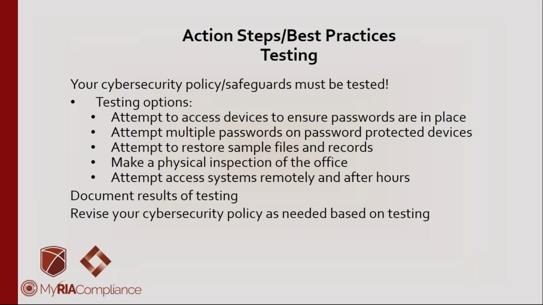Attempt to access systems remotely. This can be from an unknown device or a known device. Make sure that it logs that access to the system. Make sure that your process catches that if it's after hours or if it's from a different device. And then you need to document the results of your testing, and then use that as a guide to revise your policy as needed based on what your test discovered.